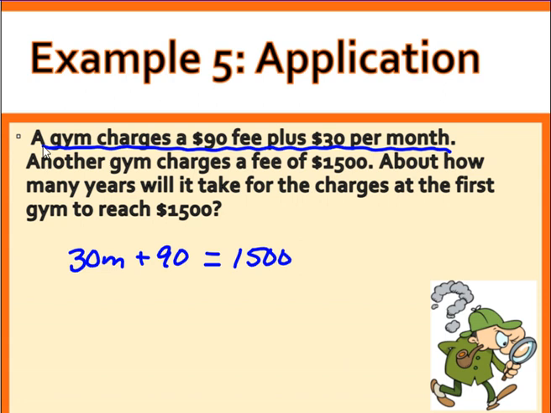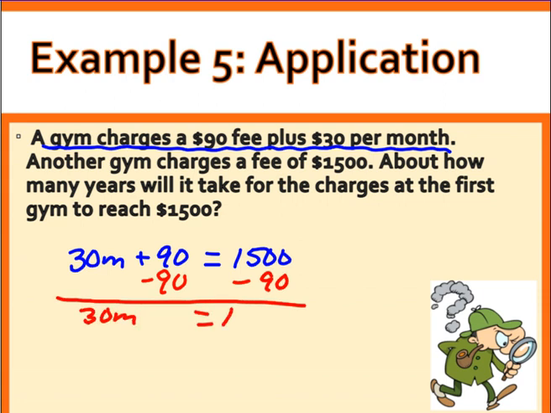So now I need to solve for m. So I'm going to subtract 90 on both sides. And now I have 30m equals 1,410. To get m by itself, I divide by 30. 1410 divided by 30 gives us 47. So m equals 47 months, but they want our answer in years.